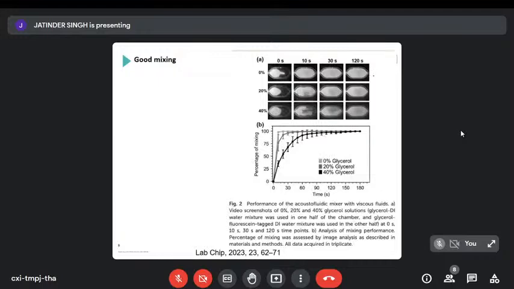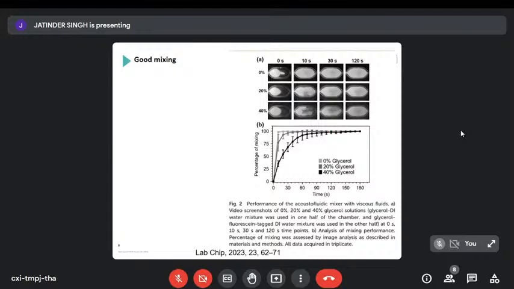The piezoelectric actuator is being put on at a percentage of its maximum power. And you can see nice homogeneity after about 1.5-2 minutes. It is possible to see that we've got 100% mixing in that reservoir.